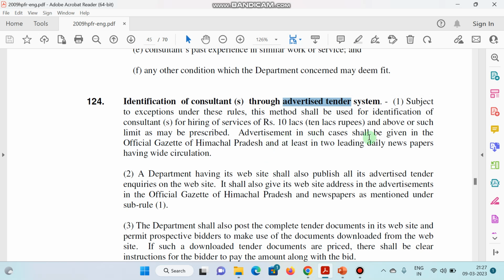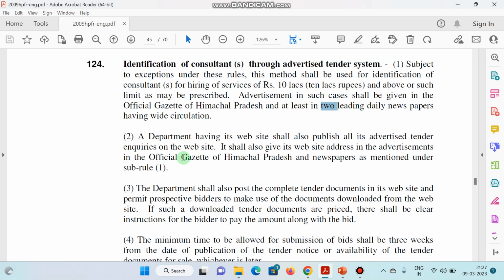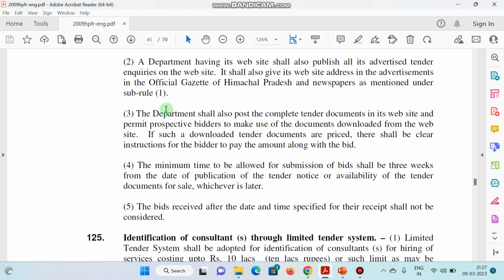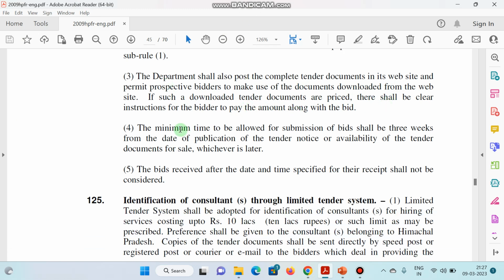Advertisement is given in leading newspapers, and generally two leading newspapers are selected for wide circulation. The department may also publish the news on its own website. The department shall also post the complete tender document on its website and permit prospective bidders to make use of the document downloaded from the website. And if such documents are priced, there shall be clear mention of the price and every term and condition of the tender documents.